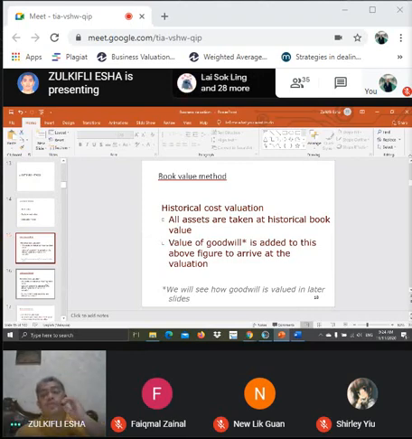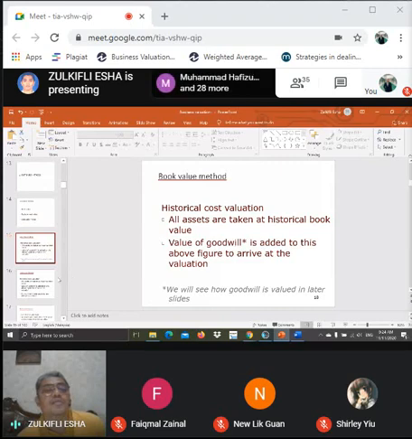So if we are doing book value method under asset approach, we need to know what is a goodwill. So value of a goodwill is added to the above figure to arrive at the valuation. So you need to know what is a goodwill. It is mentioned here. We will see how goodwill is valued later in the slides.